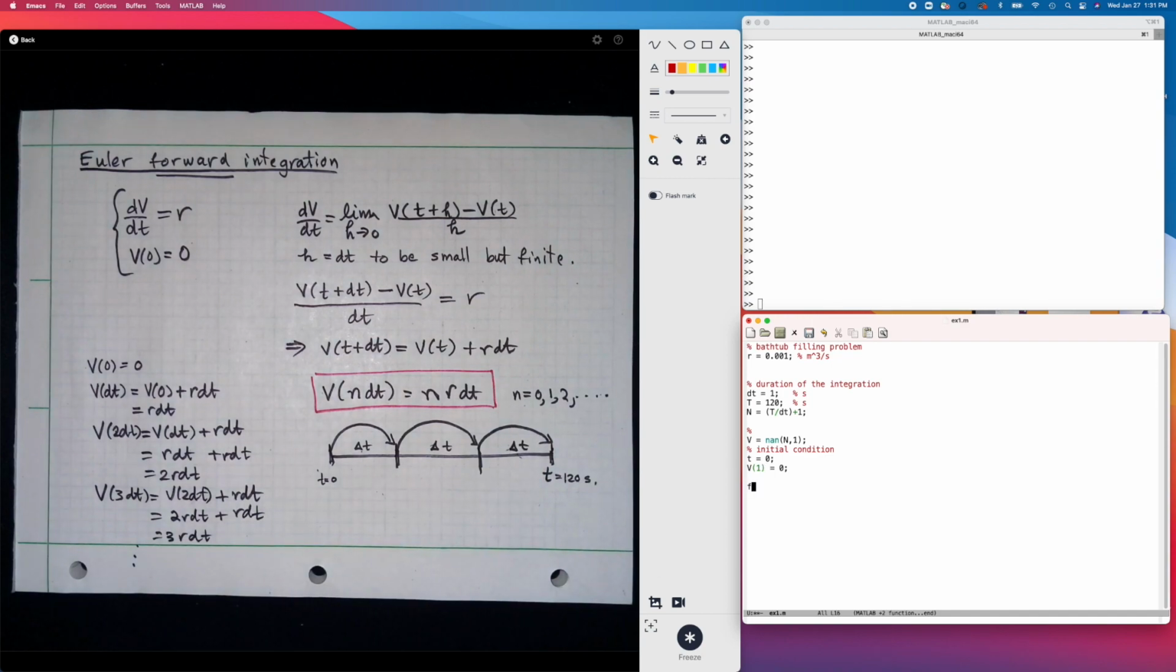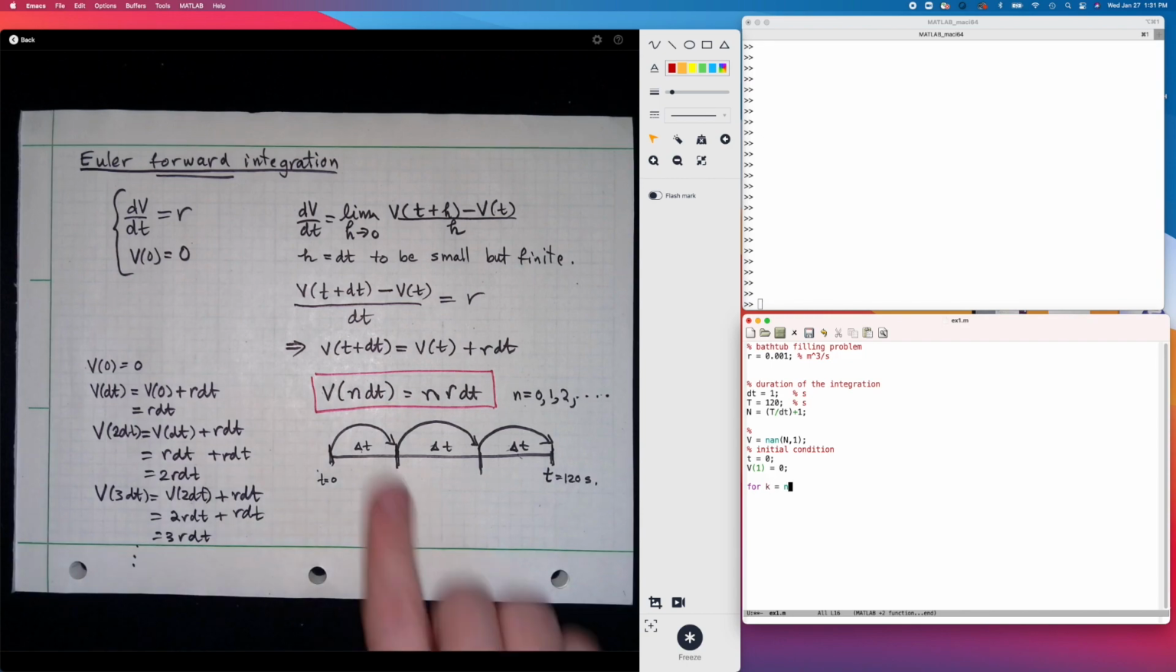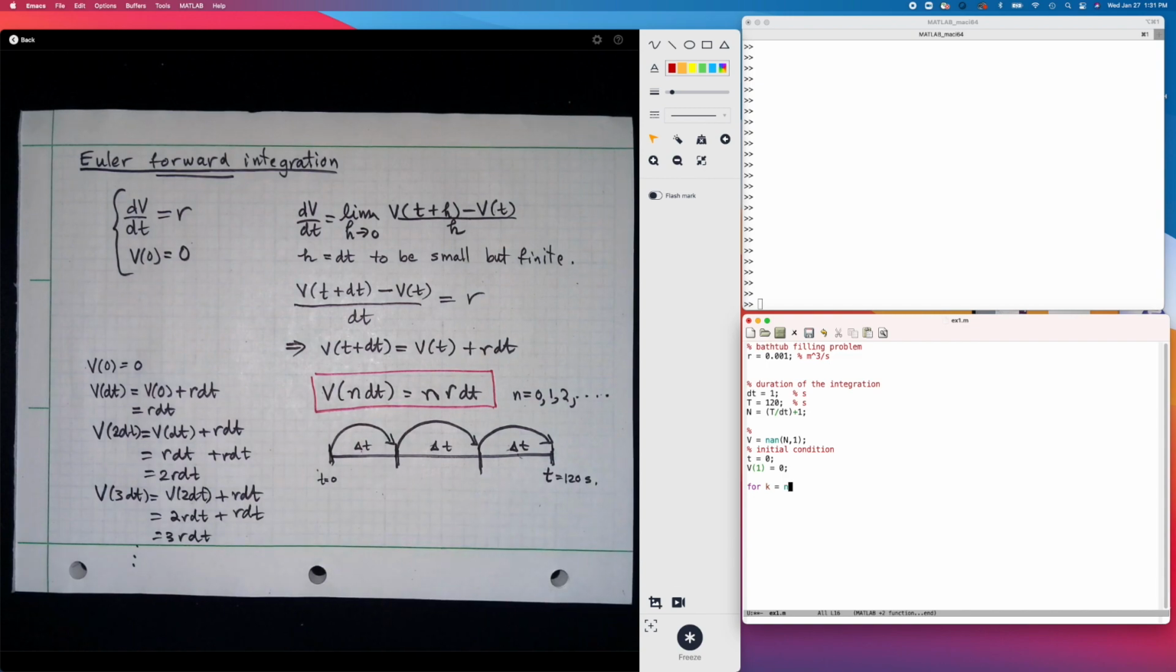And then I can time step, for k equals 1, or maybe I could use a little n since that's what I was using over here. For n equals 2 all the way up to big N. And then v of n, sorry, I wanted to use little m, is equal to v at n minus 1 plus dt times r. End.